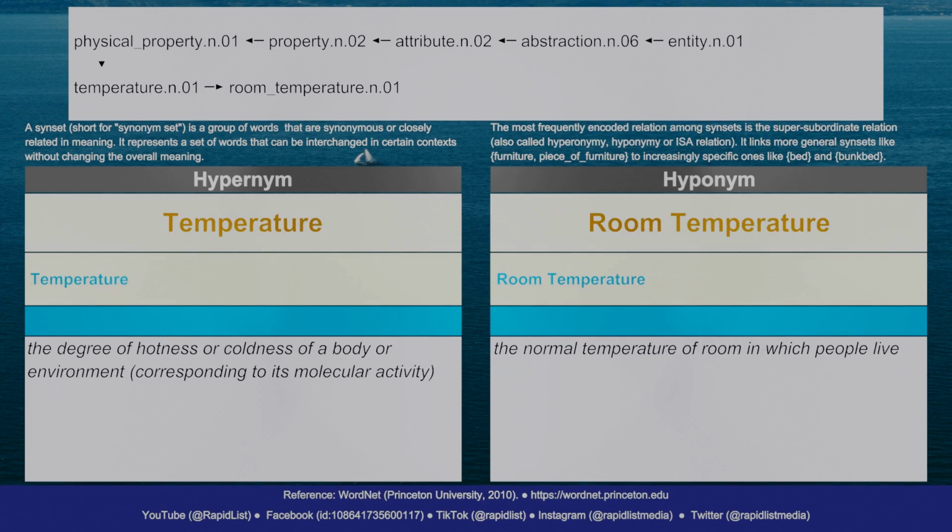Room temperature. The normal temperature of room in which people live. Boiling point. The temperature at which a liquid boils at sea level. They brought the water to a boil.